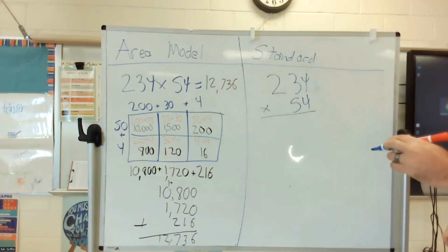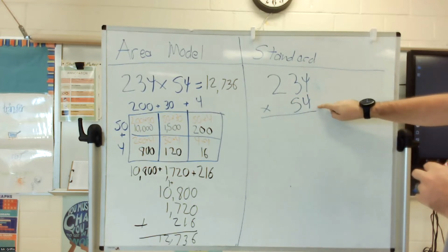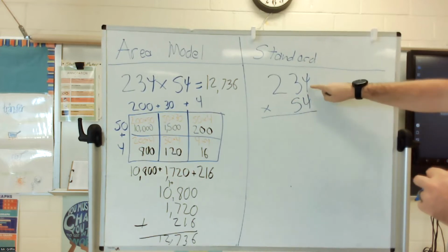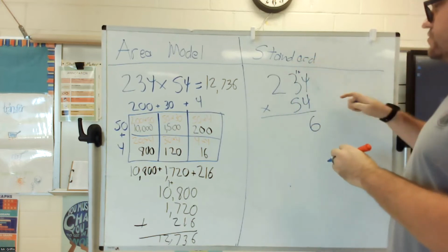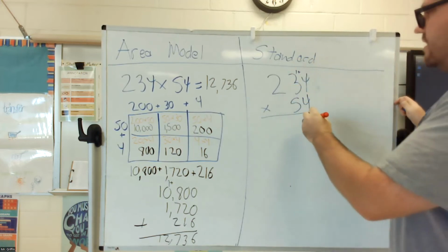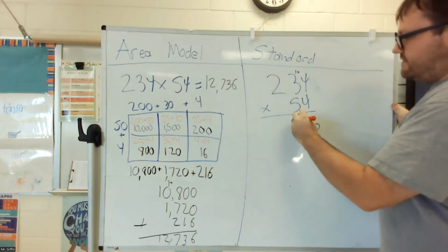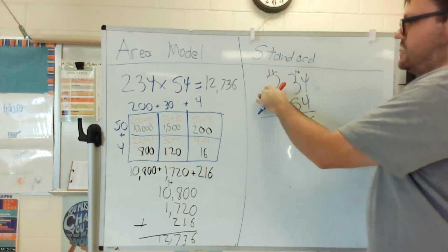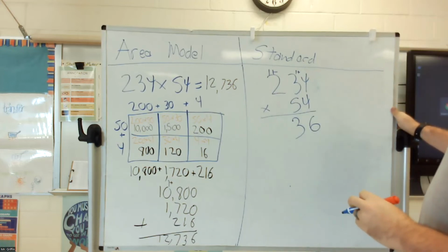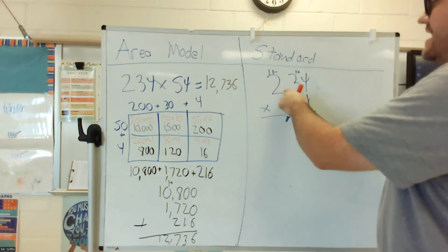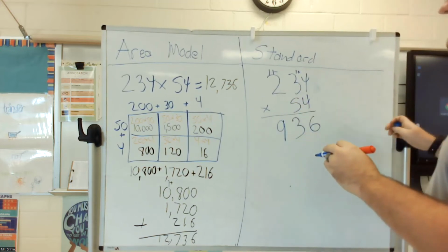All right, let's multiply. So we're doing our ones place first. 4 is in our ones place. So 4 times 4 is 16. Carry the 1. 3 times 4 is 12. 12 plus 1 is 13. Carry the 1 again. 2 times 4 is 8, and 8 plus 1 is 9. So that's 936.